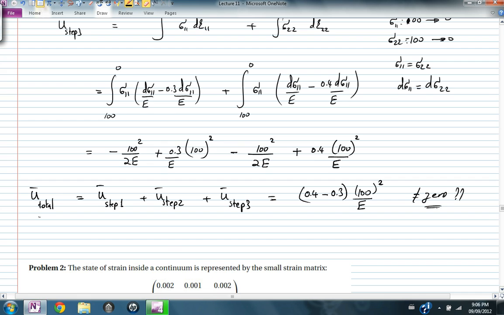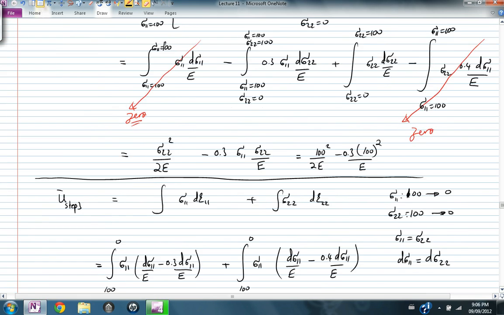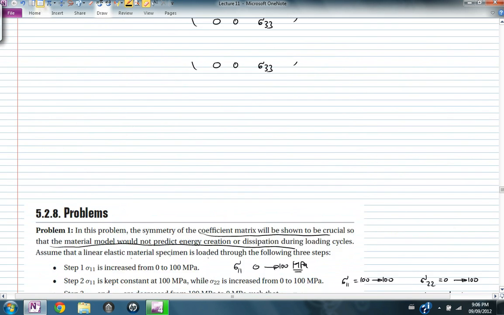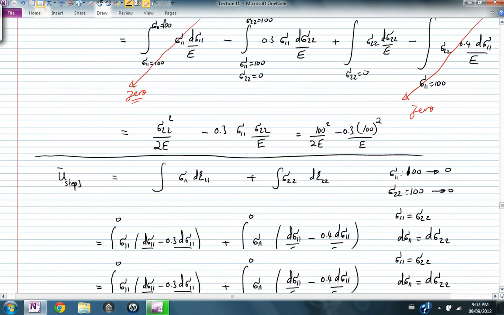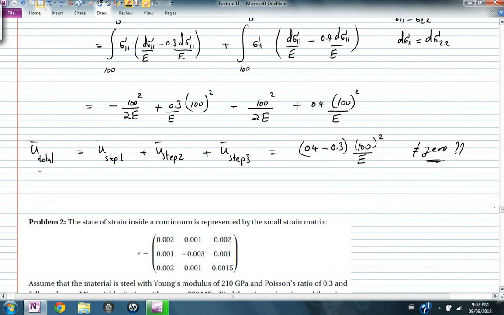So why is it not equal to 0? The reason it was not equal to 0, even though I loaded the material and then unloaded it, was because these two values were not equal, because the material did not have a symmetric relationship between the stress and the strain. So we need the symmetric relationship between the stress and the strain to ensure that when I load the material and then unload it, I do not have energy created nor destroyed.